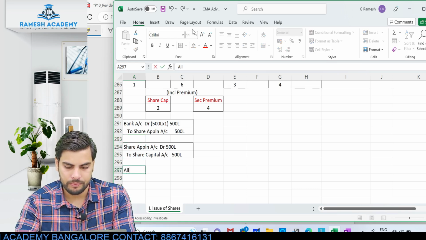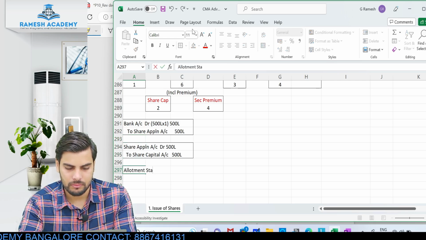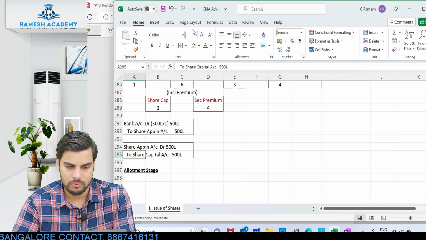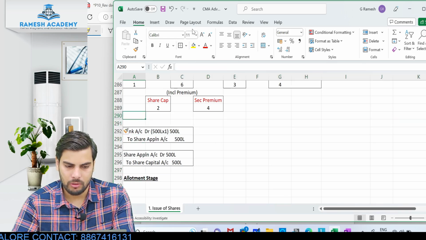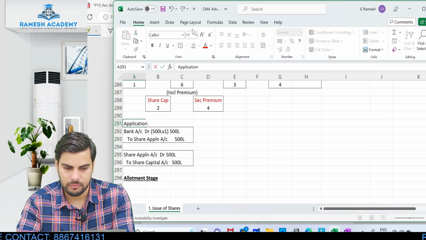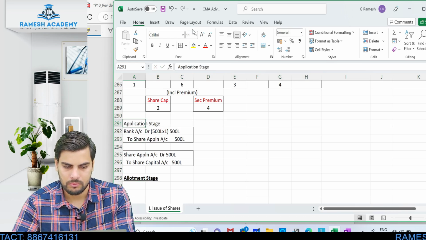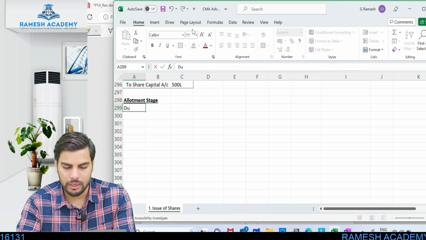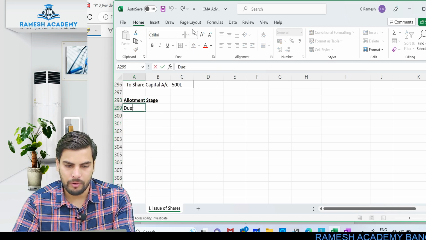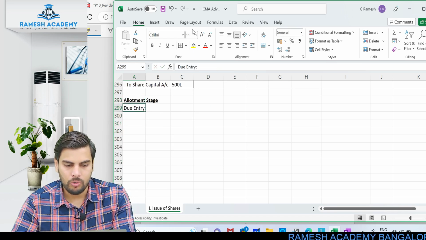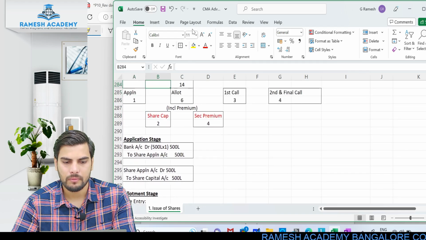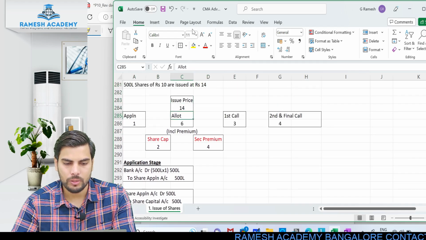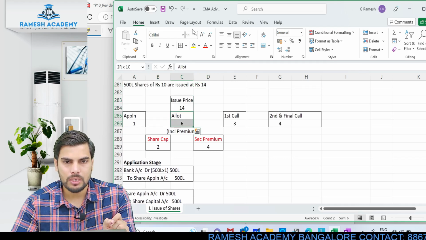Okay, so this is pertaining to application stage. So when it comes to allotment stage, all I need to do is just pass the due entry, and then the receipt entry. Now what would be the due entry? Look at this. How much is the total amount which is due at allotment? 6 rupees is what is due at allotment.